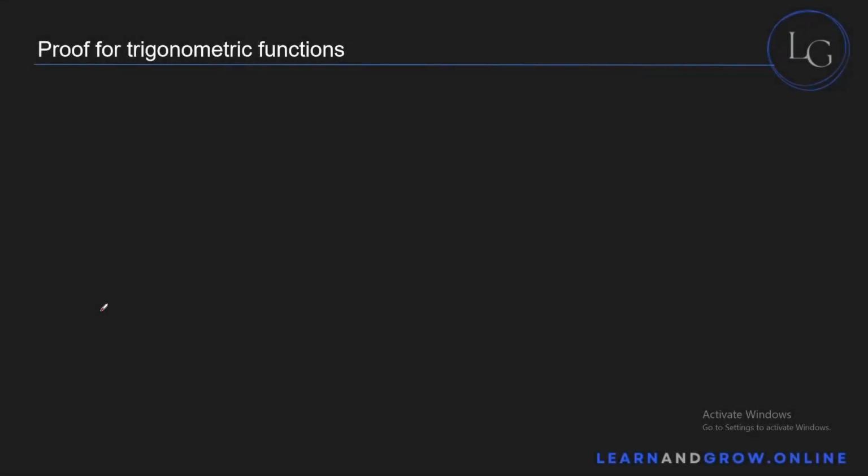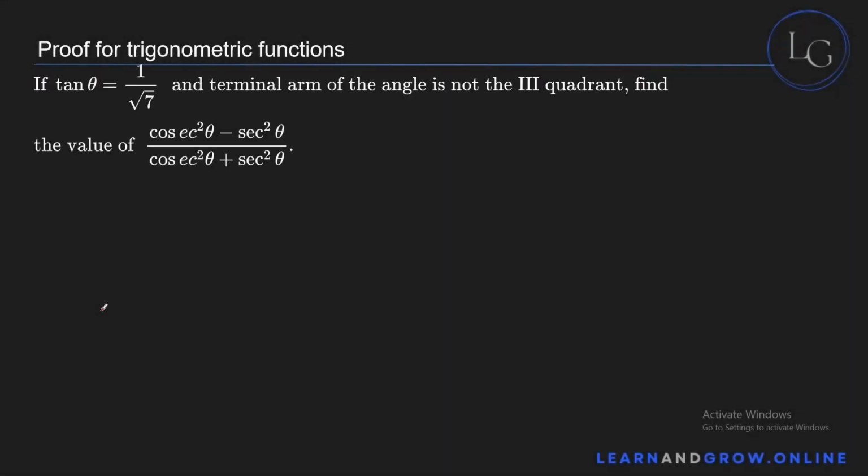Now let's see the proof of trigonometric functions. So we have this question: if tan theta is equal to 1 by under root 7 and the terminal arm of the angle is not in the third quadrant, so it can lie in any quadrant except the third quadrant, find the value of cosecant square theta minus secant square theta over cosecant square theta plus secant square theta.